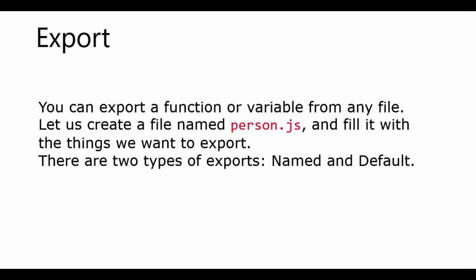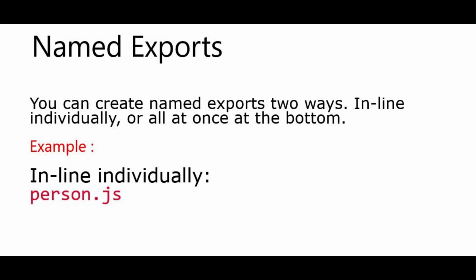Export. You can export a function or variable from any file. Let us create a file named person.js and fill it with the things we want to export. There are two types of exports, named and default. Named exports. You can create named exports two ways. Inline individually or all at once at the bottom.